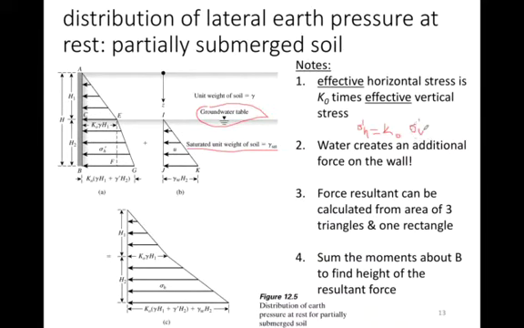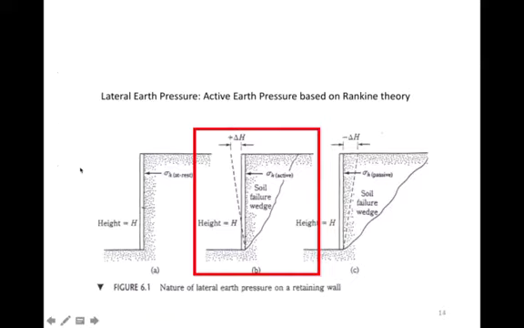Water adds additional force to the wall, so you can think about that as more force pushing on the wall. It is typically calculated using the area of 3 triangles and 1 rectangle, and the sum of the moments about B to find the height of the resultant force. B here is the base. So you find the sum of the moments to find the height of the resultant force.